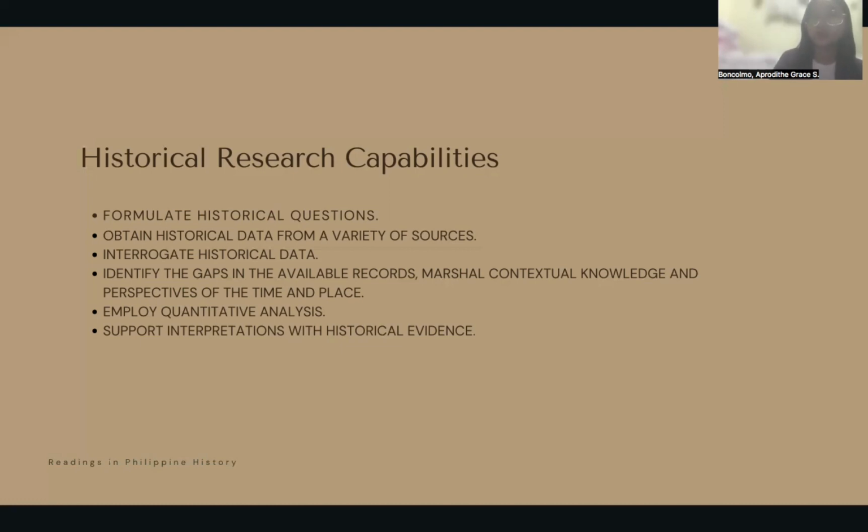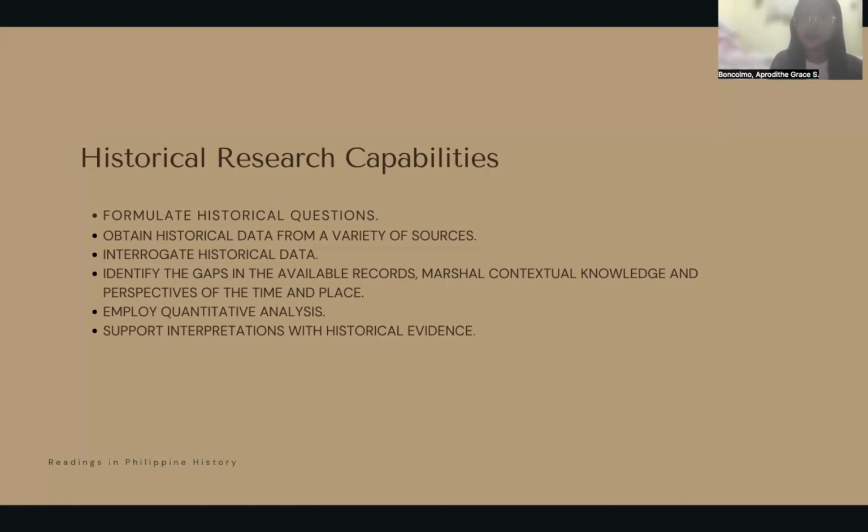And now let's delve into the different research capabilities. First, we have the formulate historical questions. These involve crafting specific and focused questions that guide historical inquiry. Questions should be clear, researchable, and designed to deepen understanding of historical events or phenomena. Next, we have the obtain historical data from a variety of sources. Historians need to gather data from a diverse range of primary and secondary sources to build a comprehensive understanding of historical events. Example is collecting data from government archives, oral history interviews with farmers affected by the agrarian reform.